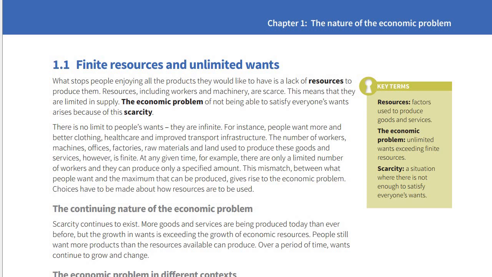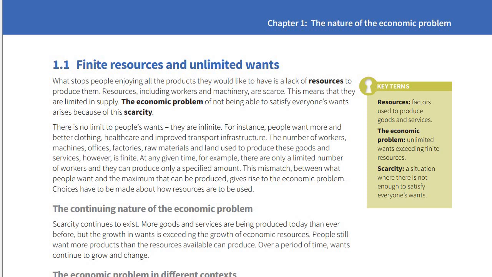Now, the first thing we need to cover is the difference between finite resources and unlimited wants. We know that the resources in our world, including renewable resources and non-renewable resources, are limited in quantity. So when we mean finite, there is a limited amount of resources available for usage for all of us. Now, when it comes to our wants, they are unlimited.